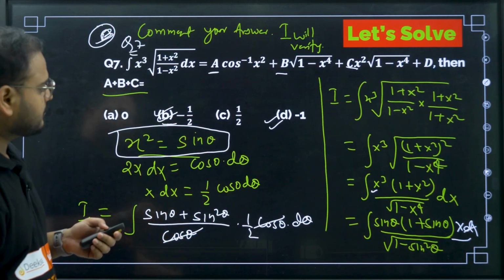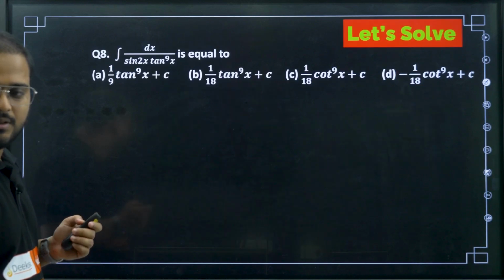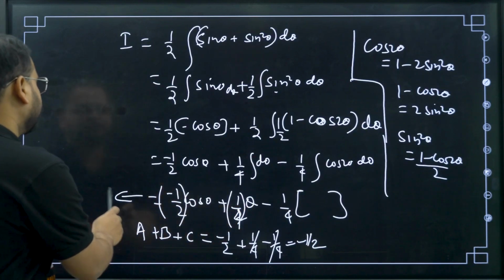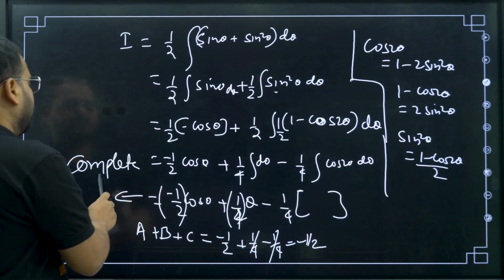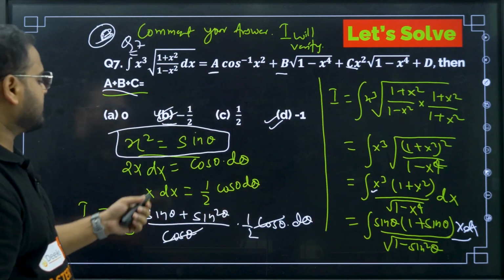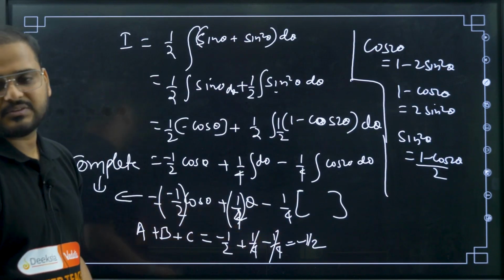All right, moving on. Have a look over here. I hope this is visible. This is not done, but you have to complete this question, the last step. Since I just needed a plus b plus c, I've taken it as the sum of the coefficients: minus 1 by 2, 1 by 4 and minus 1 by 4. Answer is minus 1 by 2.